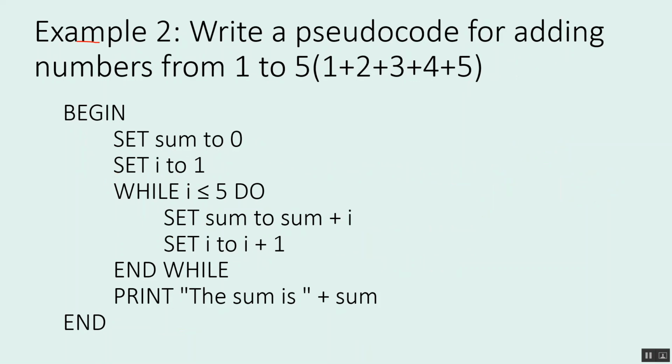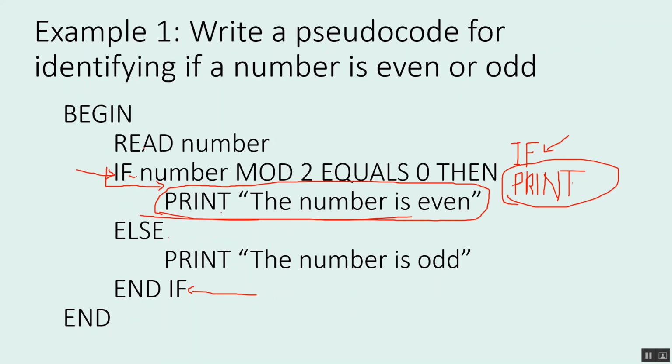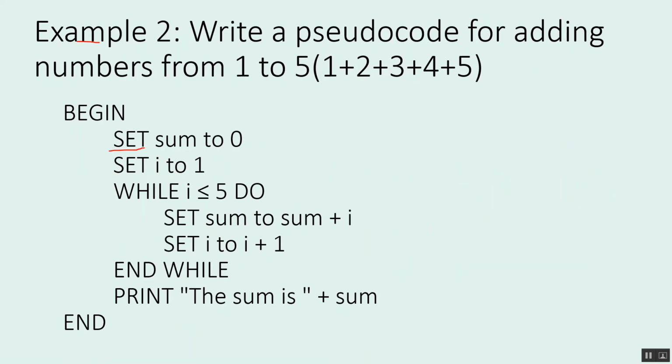Now, if we try to initialize a variable to a value, that's when we use set. So if you want to create a variable with an initial value, we use set. Now, if we want the value for the variable to be entered by the user, we need to use read. If we want to set an initial value to a variable, we use set. Okay, so as you can see here, our variables already have their own value. So set sum to 0, set I to 1.